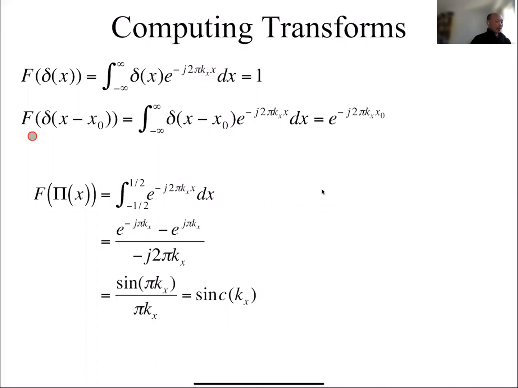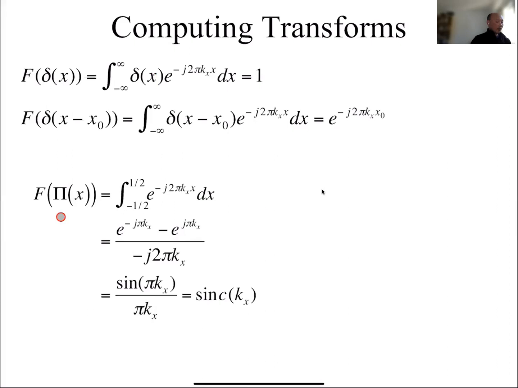Similarly, if I take a shifted delta function, which is really important because remember, we want to be able to shift the delta function, then this just picks out the value at x naught. So we have e to the minus j 2 pi kx x naught. And that's also important to remember. So any shifted delta function is going to give you a complex phasor.